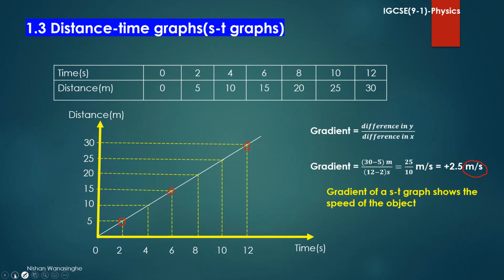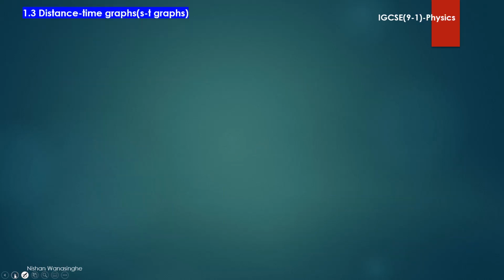The gradient of an ST graph, or distance-time graph, shows the speed of the object. The graph is a straight line with a constant positive gradient. Okay, now we'll move to the next slide. Here we are going to learn different types of ST graphs that explain different types of motions.